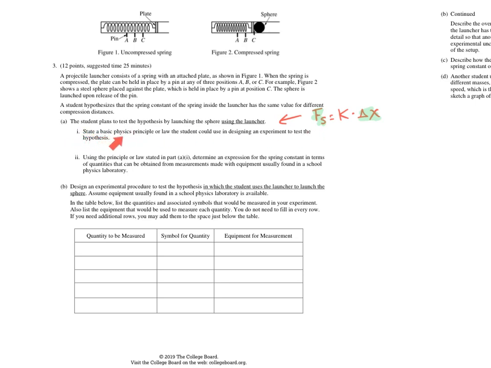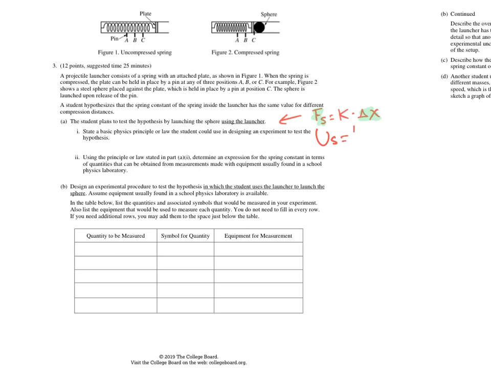Although that works, we have to be careful. Down here it says state a basic physics principle or law that the students could use in designing an experiment. When they refer to a law or a physics principle, they're looking for either conservation of momentum, conservation of energy, or possibly Newton's laws. So I think they want us to go at it from a different perspective and get it through the energy equation and do conservation of energy.